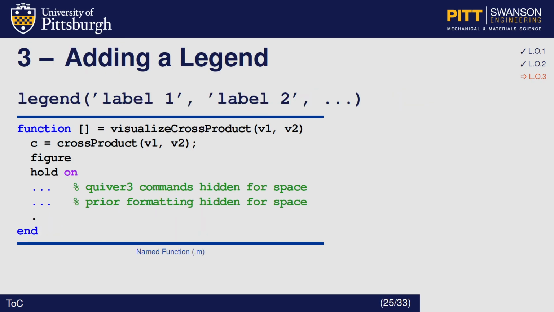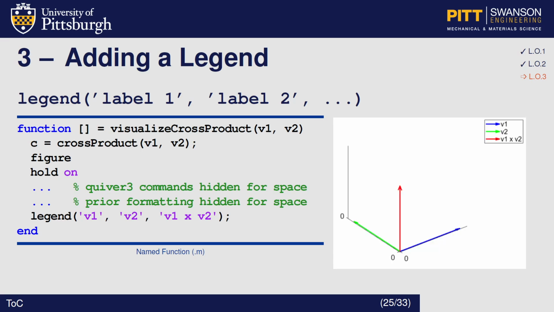Now the legend command is used to add labels to the contents of the graph. It takes a series of strings corresponding to the order in which the content was added to the figure. We added V1 first, so that will go in the first argument. Then we added V2, and finally we added the cross product vector V1 cross V2. With a legend, there is now a box that contains labels for every vector in the graph.